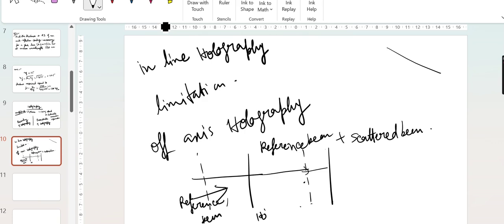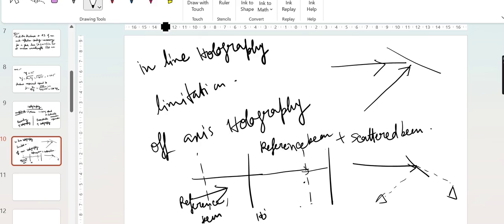For off-axis holography, the photographic plate is like this, the reference beam is coming like this, the object beam like this. Then when we want to reconstruct the hologram, again we send the reference beam to the photographic plate like this. We will get a real image here and the virtual image here.